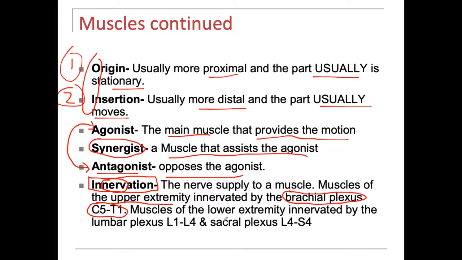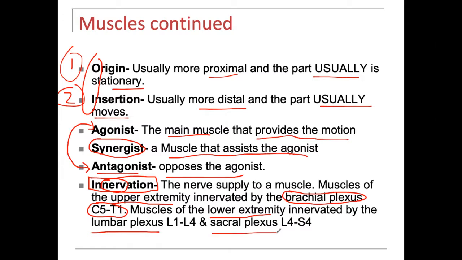That's from the neck. Now, muscles of the lower extremity, these are muscles from the gluteus maximus, or from the rump, right, or the buttocks, all the way down to the toes. It's going to come from the lumbar plexus and the sacral plexus.